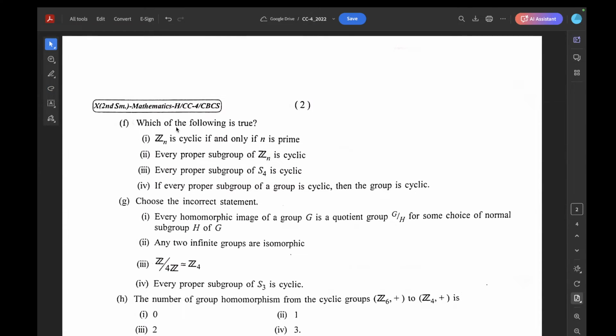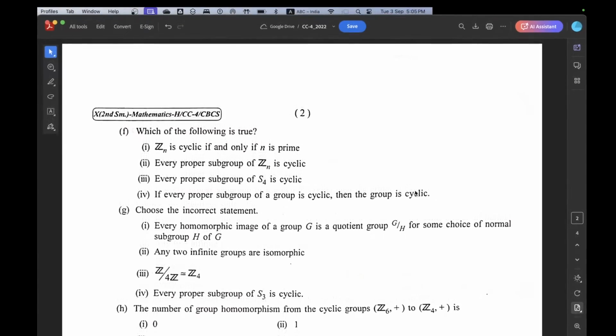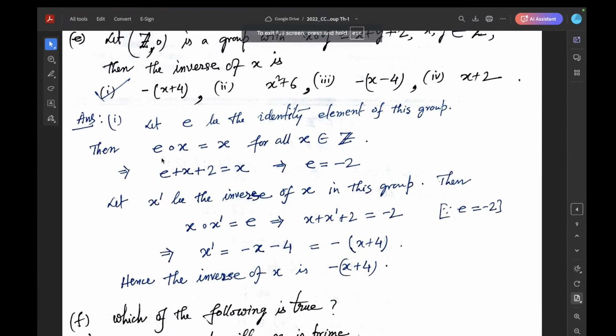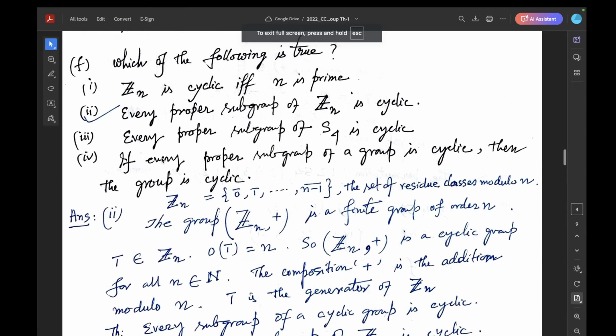Next question: which of the following is true? Zn is cyclic if and only if n is prime. Every proper subgroup of Zn is cyclic. Every proper subgroup of S4 is cyclic. If every proper subgroup of a group is cyclic, then the group is cyclic. The correct option is 2: every proper subgroup of Zn is cyclic.